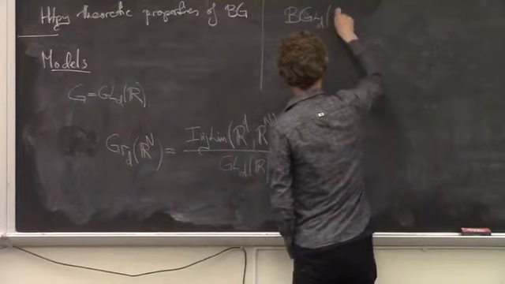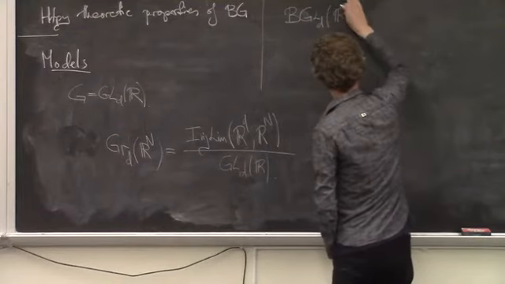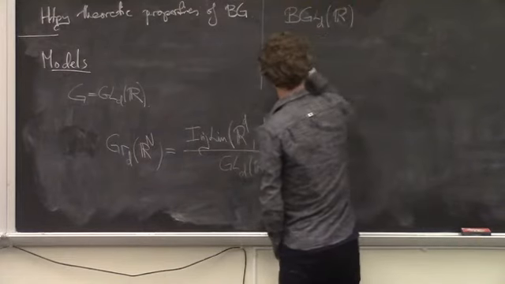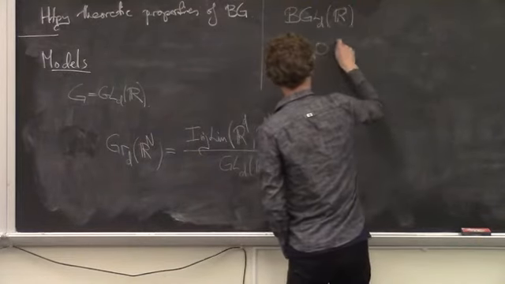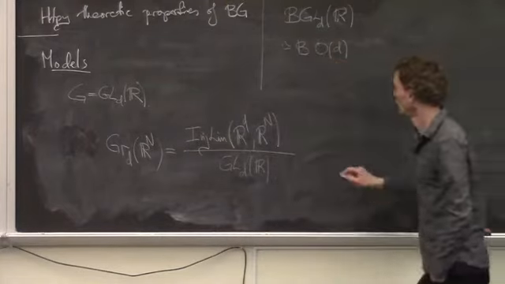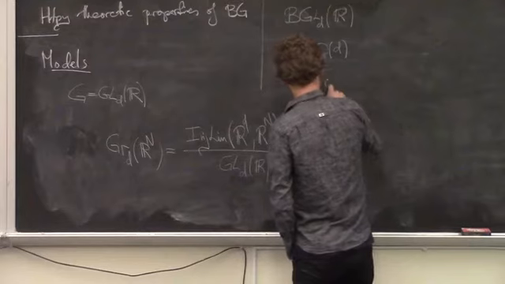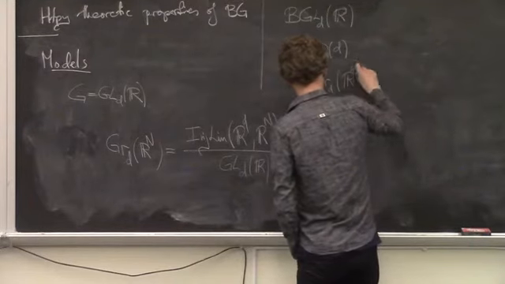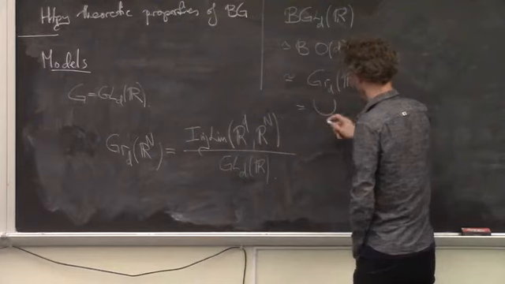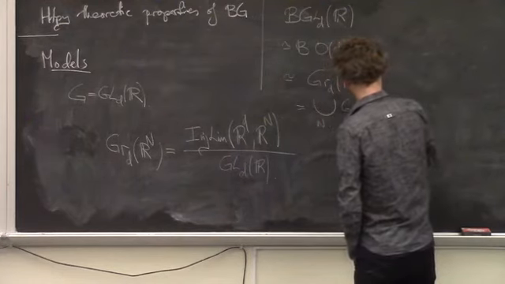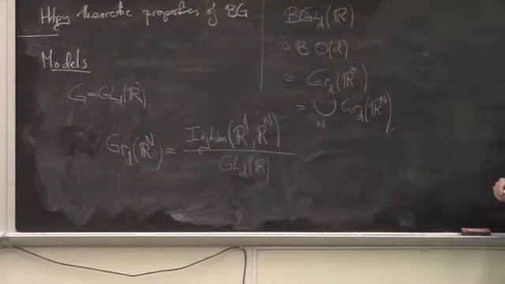And one model for the classifying space BG, in that case the group is GL_d of R, or it turns out you can use the same thing for the orthogonal group, is the Grassmannian of d-planes in R infinity, so the union or direct limit of the finite dimensional Grassmannians.